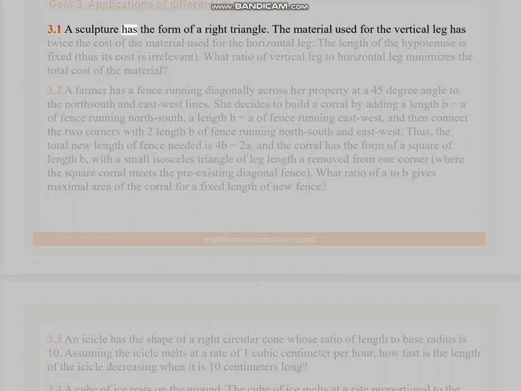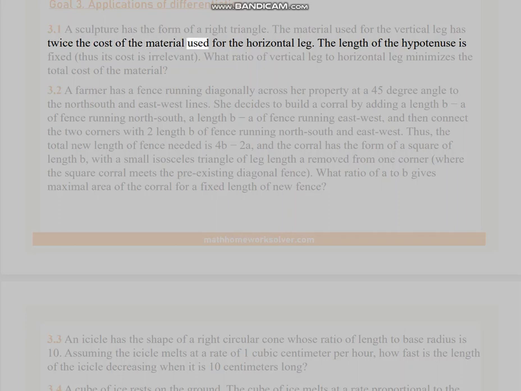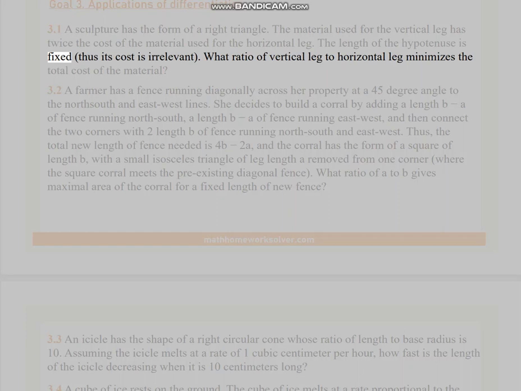3.1 A sculpture has the form of a right triangle. The material used for the vertical leg has twice the cost of the material used for the horizontal leg. The length of the hypotenuse is fixed, thus its cost is irrelevant. What ratio of vertical leg to horizontal leg minimizes the total cost of the material?